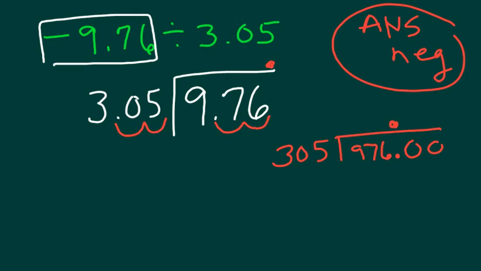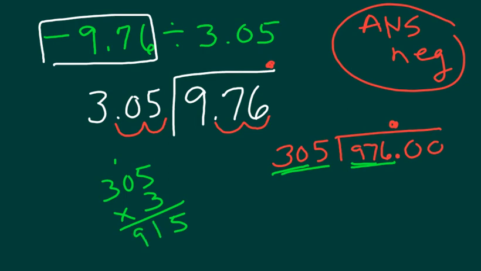I have to say, well, how many times would 300 go into 900? Or I could say, how many times would 30 go into 97? Well, that's about 3 times. So I'm going to try 3 first. Okay? So 305 times 3 is going to be 915. So that will work. So 9, 15. Where does the 3 go? It goes right over the last digit, so it goes right here.